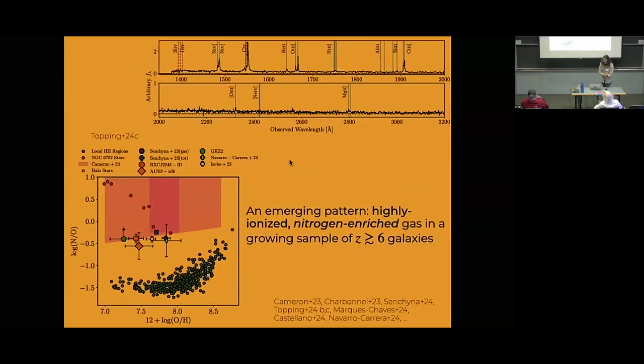And this seems to be a pattern emerging at these highest redshifts. Of course, Dan touched on this yesterday. A number of these systems now, a growing sample, both at the very high luminosity end and in lower mass lens systems and others, are emerging showing both highly ionized gas emission and far more nitrogen than you can get without, you basically need to explain this with actual enrichment. So we're looking at highly ionized, nitrogen-enriched gas in these systems.